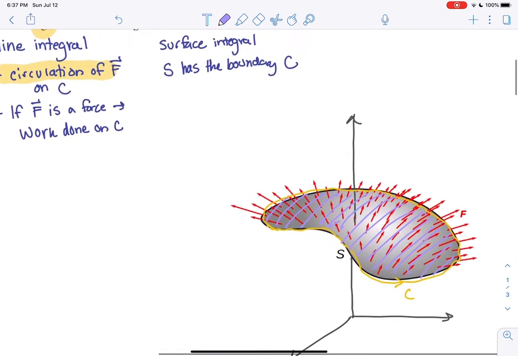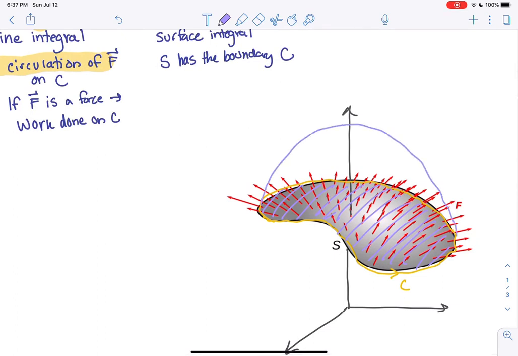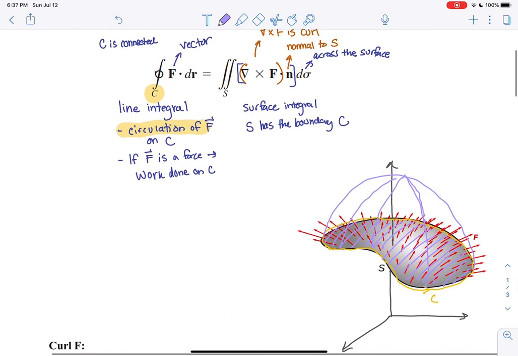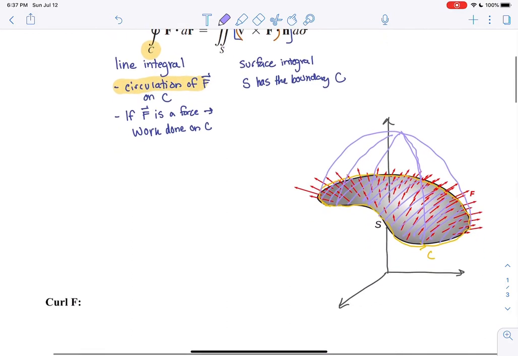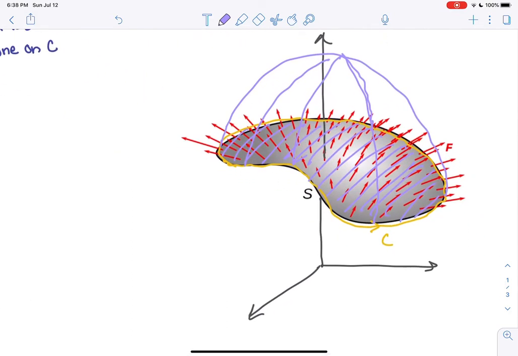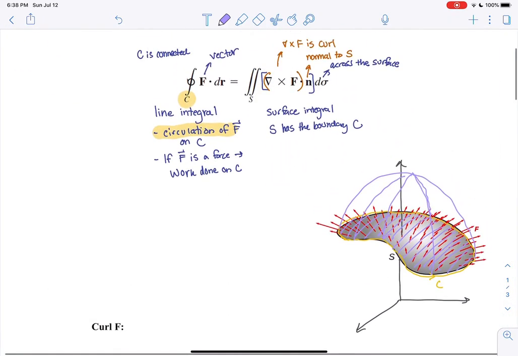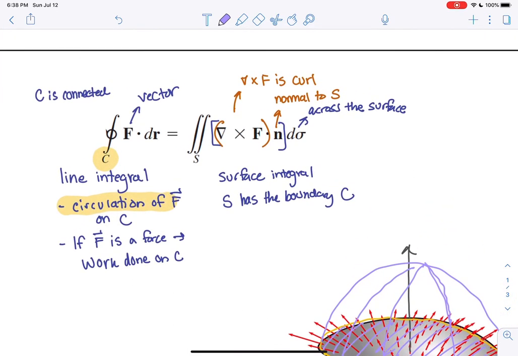You could also use a surface that balloons out here, right, where all of its boundaries are C. That's an equally valid surface as well. So Stokes' theorem really gives us the freedom to choose the simplest surface that can be enclosed with that curve as its boundary. And oftentimes the easiest surface is just the flat plane that goes through the entire boundary curve.